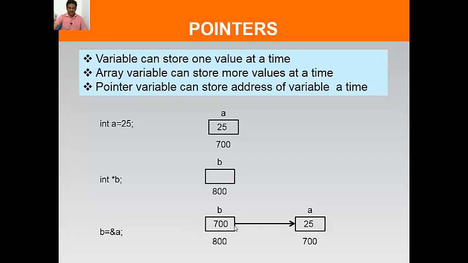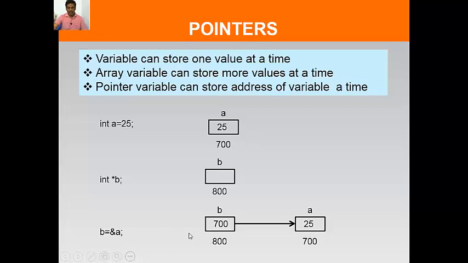So if we assign &A, that address 700 is assigned to B as address. So 800 is the address of B. That is, each and every variable, it may be a pointer variable or an ordinary variable, requires some memory space. That memory space is allocated by the operating system at the location of the compiler, at the time of execution.